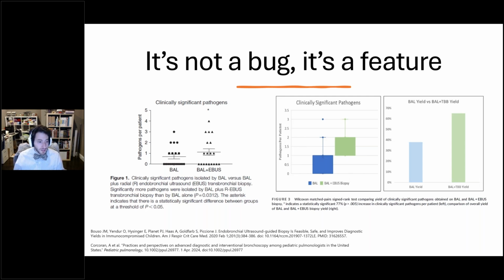Taking a look at figure 1 on the left, this is talking about the addition of radial EBUS to the biopsy of peripheral consolidations in immunocompromised children. What they were interested in was that it doubled the diagnostic yield of relevant microbiologic data. Similarly, if you look at figure 3 on the right, this is the 2024 Corcoran study. They're talking about how transbronchial biopsy, whether robotic or navigational, although theirs was only navigational, and EBUS increased the yield of clinically significant pathogens.